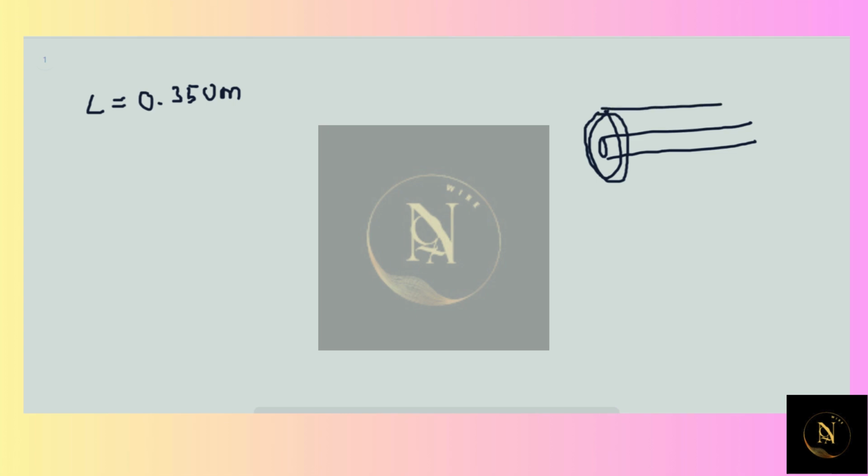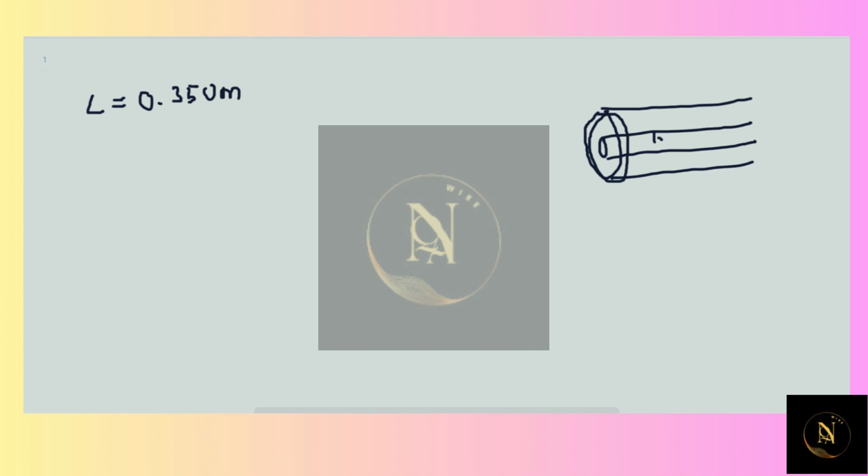So in this part of the problem, we are given a cylindrical capacitor of length L equals 0.35 meter. So this is the length of the cylindrical capacitor. So let me draw this cylindrical capacitor. So we have the inner core, and then we have the outer shell, like this.